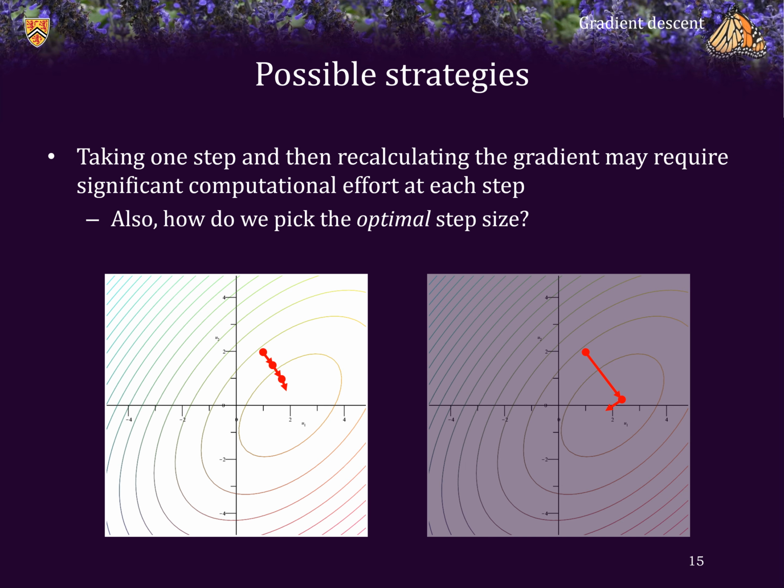Now, if we take only a single step in the direction of the gradient and then recalculate the gradient, this may actually require significant computational effort at every single step. Also, we have another issue, that is, what is the optimal step size? After all, if the step size is too small, then we may be calculating the gradient many times. However, if the step size is too large, we could actually find ourselves on the other side of the valley.